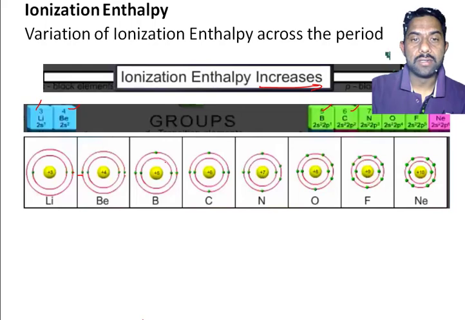Nuclear charge tends to increase. Effective nuclear charge, that we call. And once that effective nuclear charge increases, it will result in decreased size. And due to decrease in size, the removal of the valence shell electron, for example from neon, or we can say from fluorine, will become difficult. In case we are to remove it, we have to provide a large amount of energy. Hence, ionization enthalpy will be maximum when we move across the period.